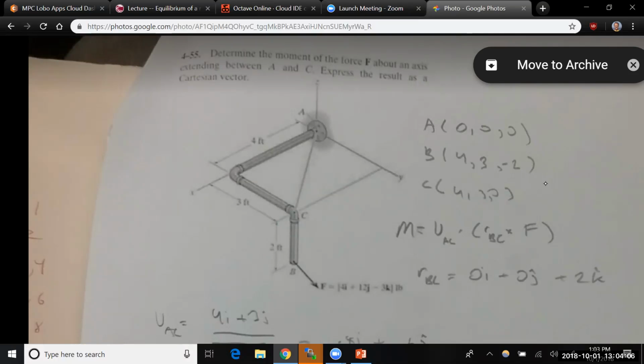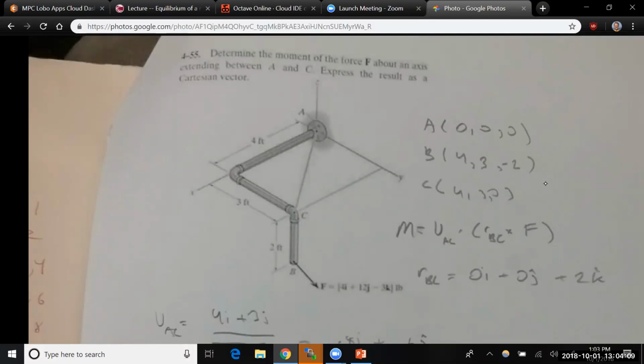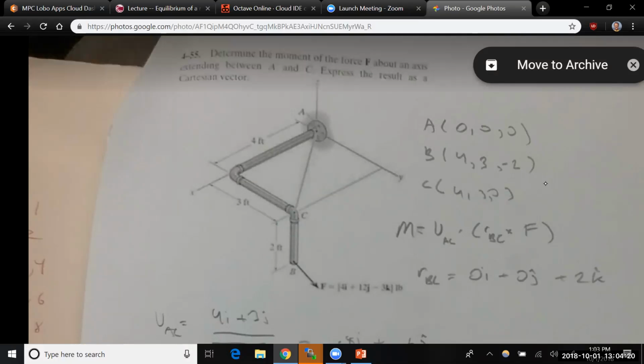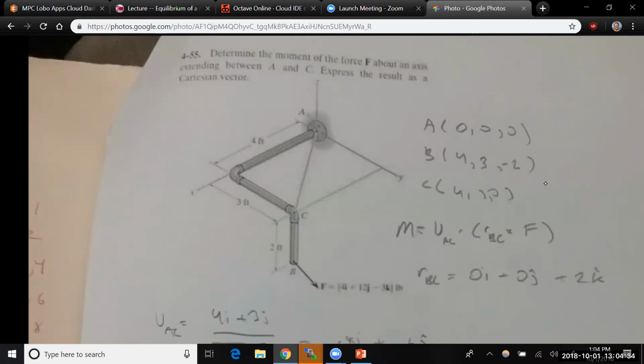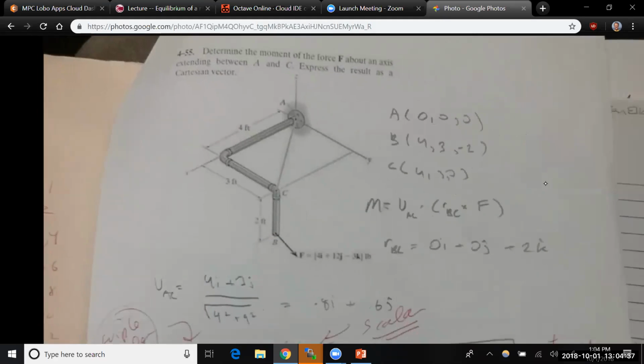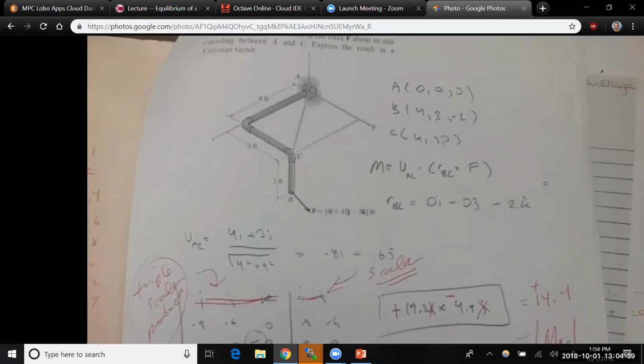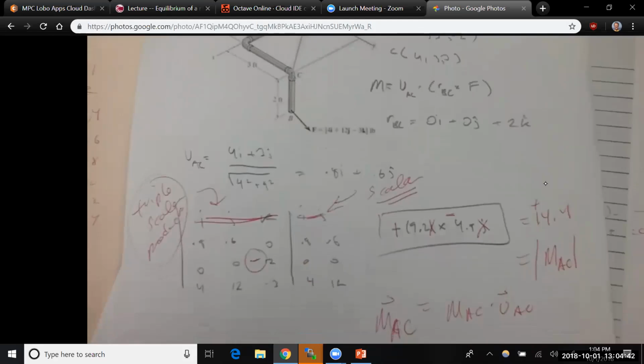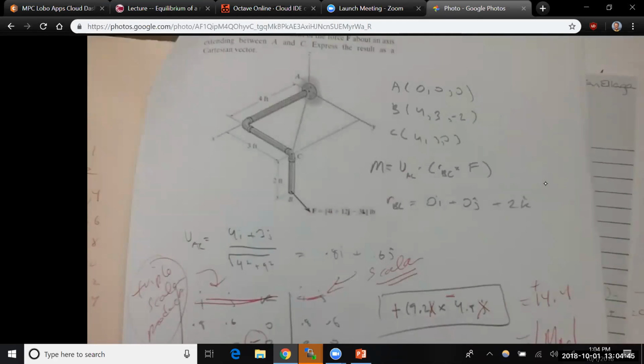The way you do that, in this case, the force is given to us as a Cartesian vector. You have to find the moment, which is the unit vector in the axis you're trying to find the moment about, dotted with the cross product of some position vector like RBC cross F. I think a lot of people got that okay. But then when they set up the matrix to do that, a lot of people got confused.